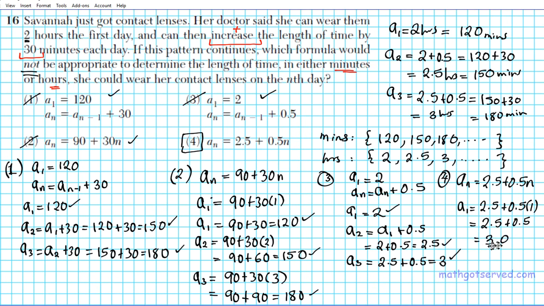Is this the first term in any of these sequences that we have here? Most likely the first one. The answer is no. This is wrong. So since this is wrong, the first term is already wrong. That tells us that option 4 will not be appropriate to determine the length of time in hours for the nth day. All right, so the answer to question number 16 is option 4.